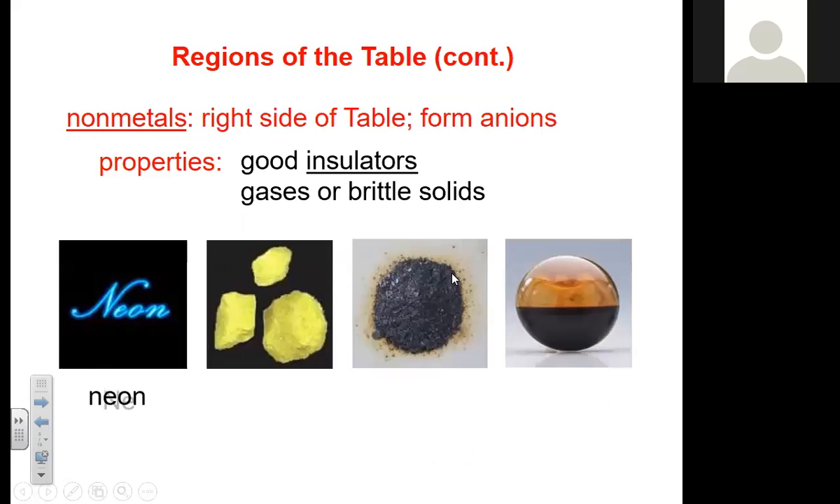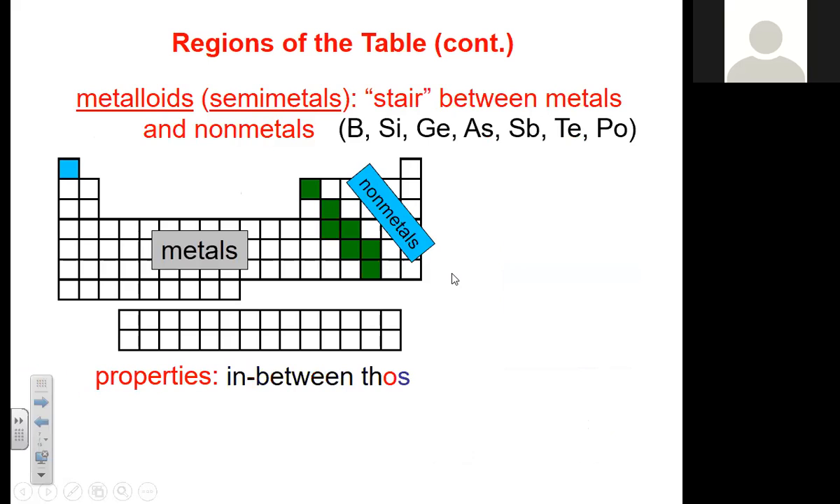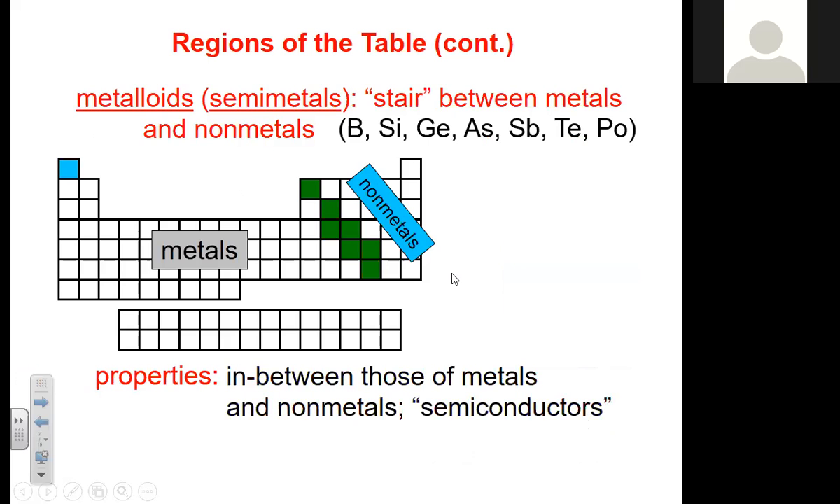Non-metals are good insulators. They're opposites. They're brittle. You have neon, sulfur, iodine, bromine. All those guys are non-metals. And then you have guys in the middle. If they're not a metal and they're not a non-metal, they exist right here in the middle, and they're metalloids. Metalloids can sometimes act like metals and sometimes act like non-metals.